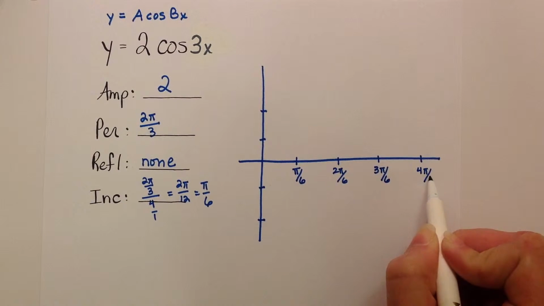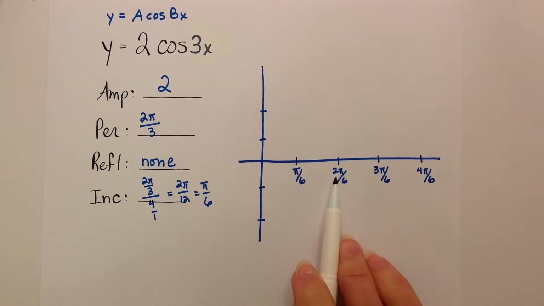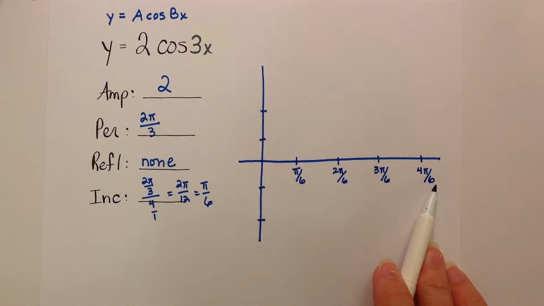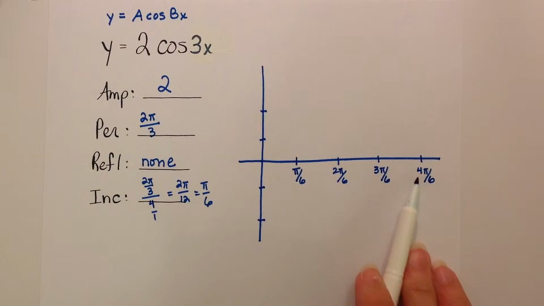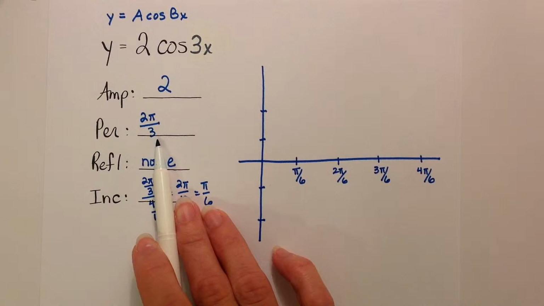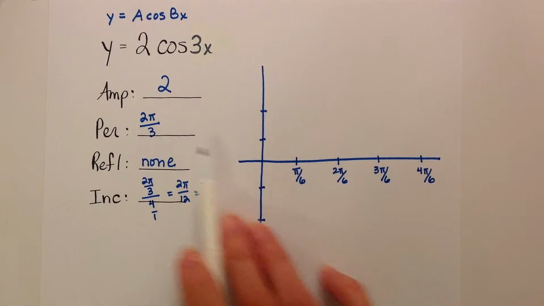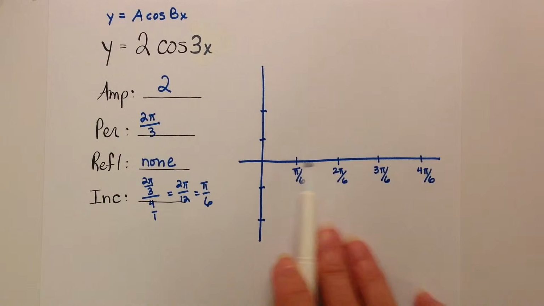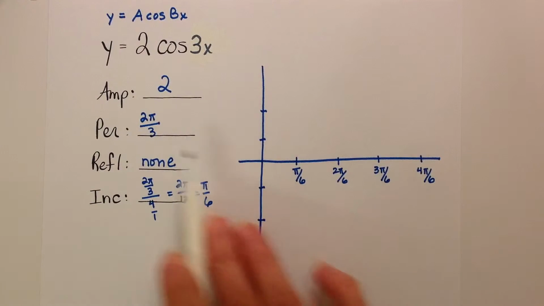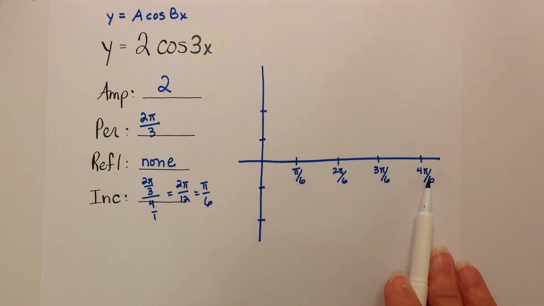If you want to reduce these fractions as you make them, you can, but that's not necessary. You'll notice that your last one here is 4 pi over 3. If you reduce 4 pi over 3, you get 2 pi over 3, which is your period. Remember, period is the length of the cycle from where you start to where you stop. Since this is 2 pi over 3, that should be what I have here.